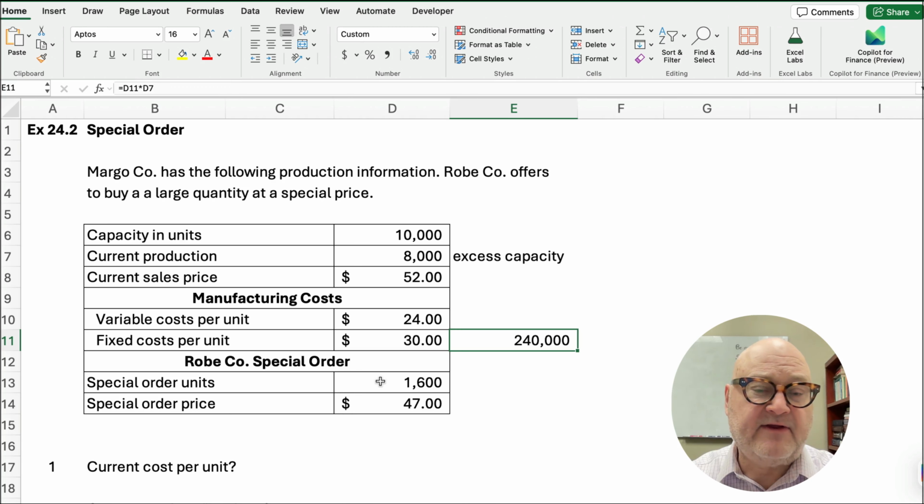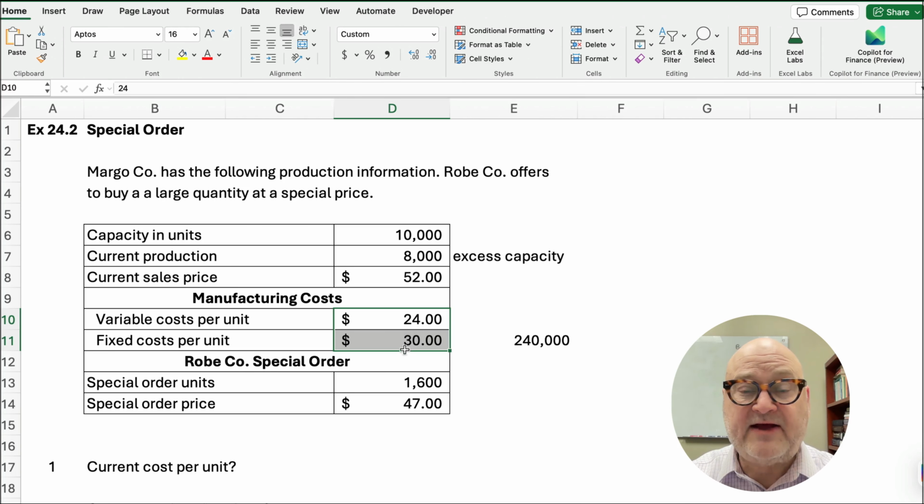See, a problem like this tries to set up, by the way it frames it, to get you to think the next one's going to cost 24 plus 30, the next one's going to cost $54. And it doesn't. The next one only costs variable costs, and that's the secret to this entire chapter: what's variable, what's fixed, what stays the same.